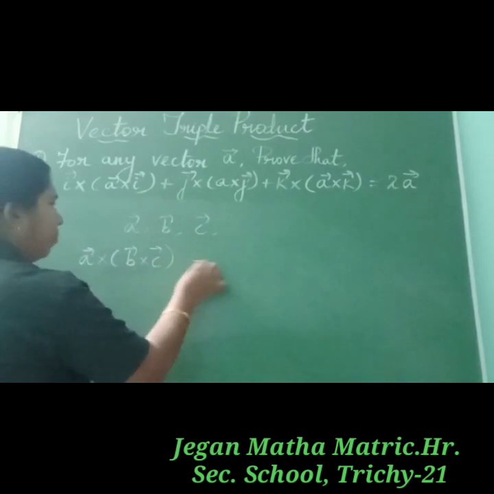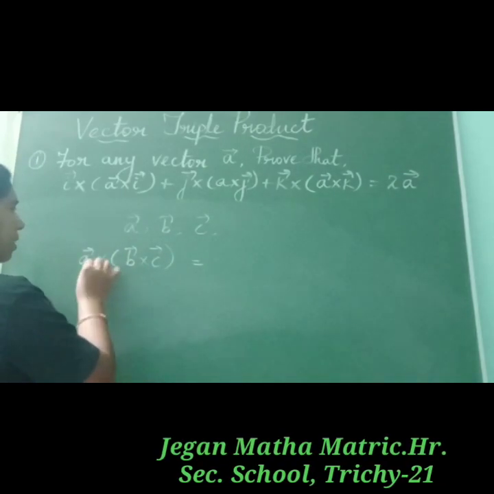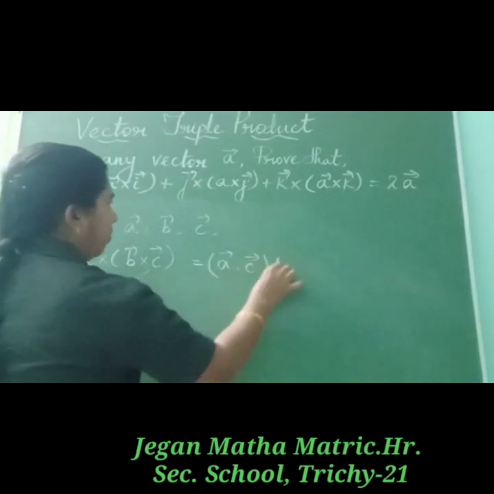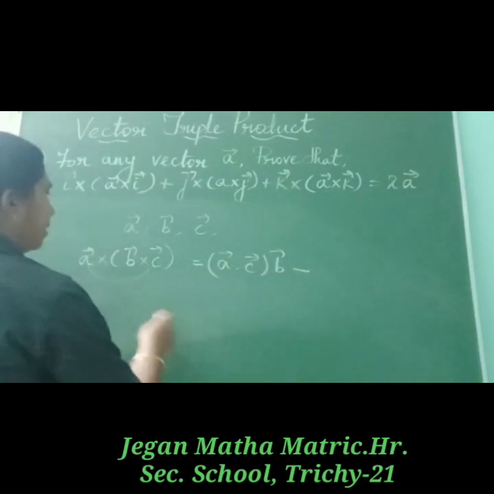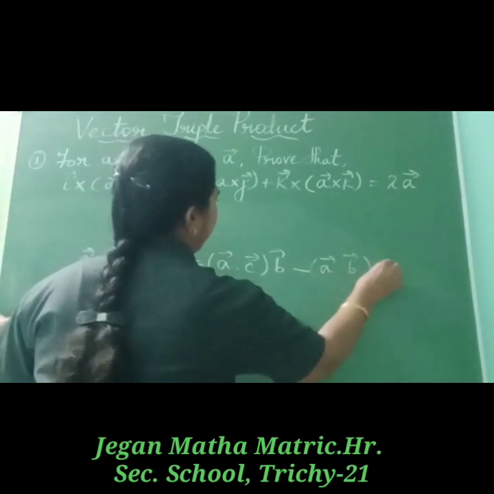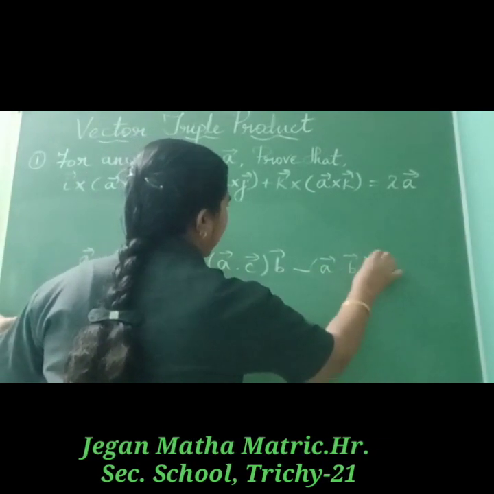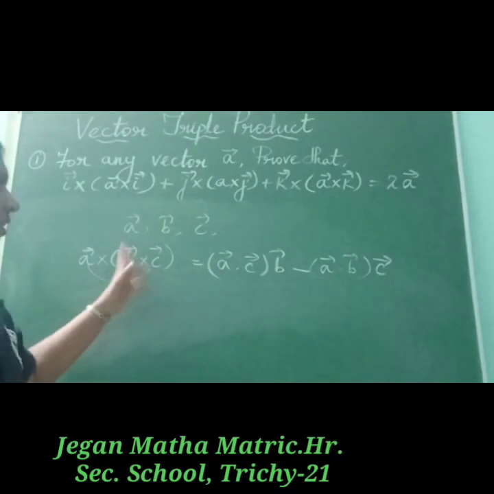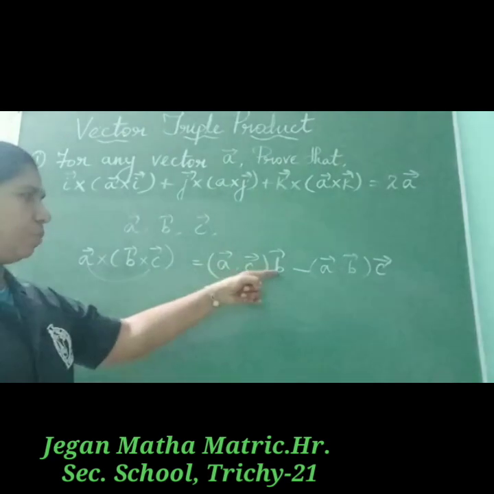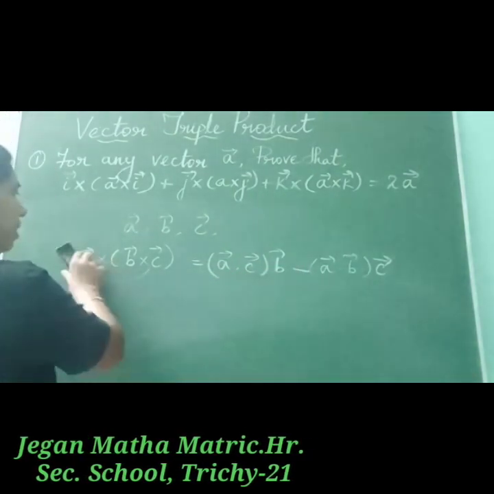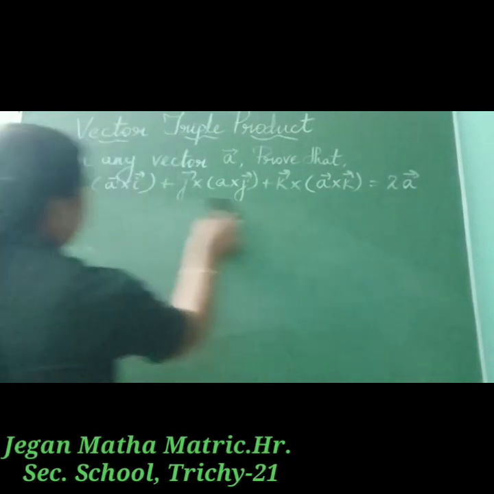The expansion for A cross B cross C is A dot C into B vector minus A dot B into C vector. So the vector triple product of three vectors A cross B cross C is equal to A dot C into B vector minus A dot B into C vector. Based on this, now let us solve some problems.